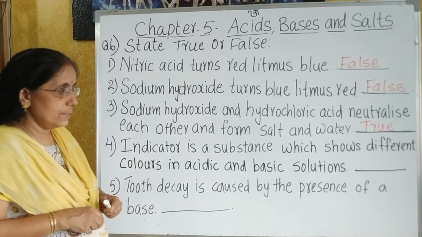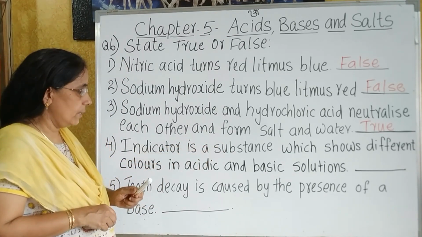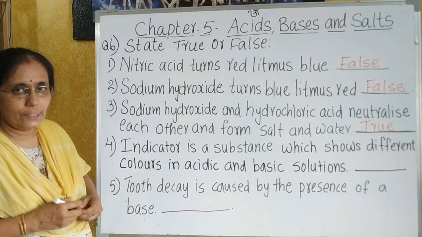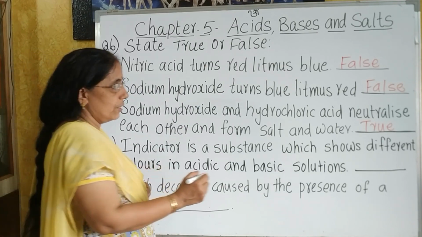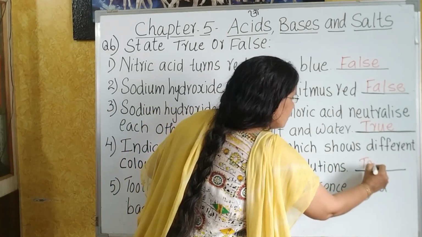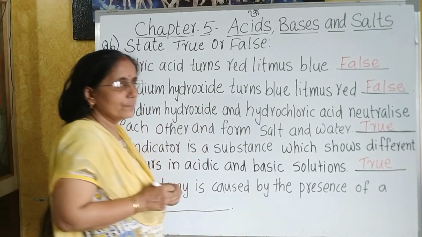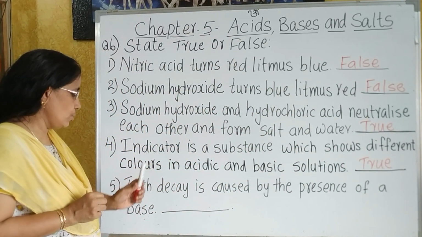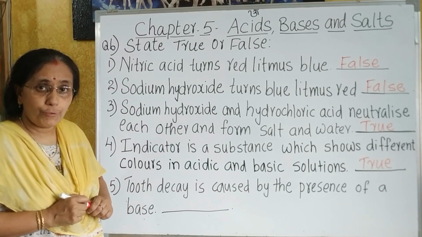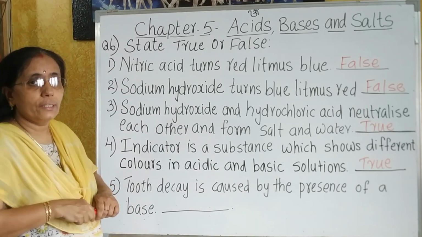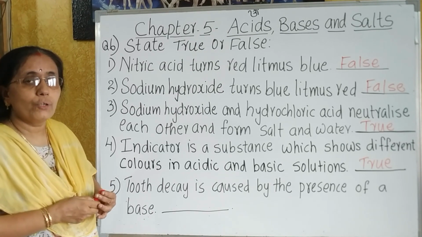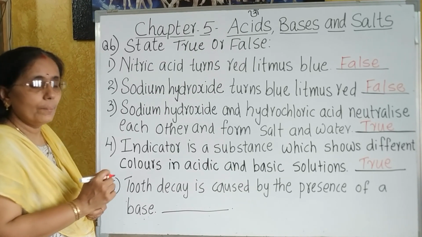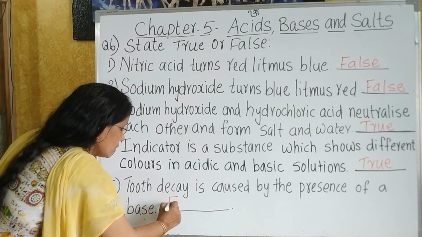Indicator is a substance which shows different colors in acidic and basic solutions. It is the definition of indicator. So, it is a true statement. The last one, tooth decay is caused by the presence of a base. It is a false statement. As you know, tooth decay is actually caused by acid, mild acid produced by the bacteria in our mouth. So this is a false statement.